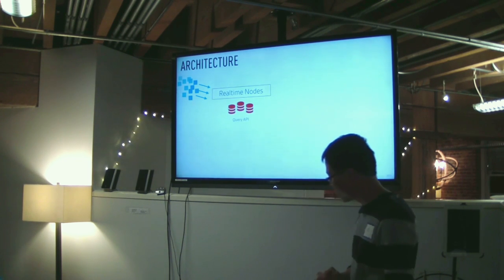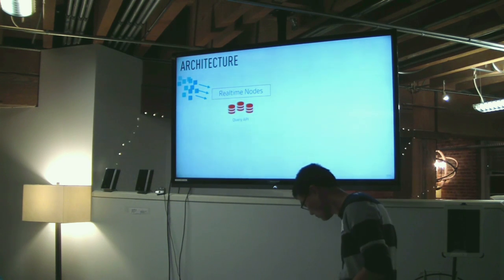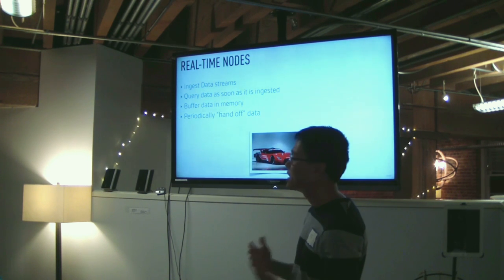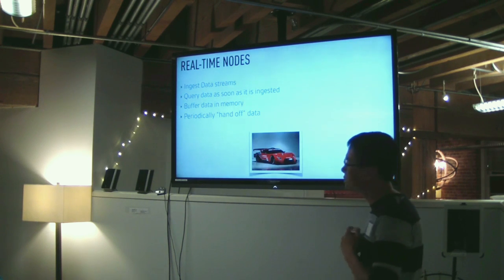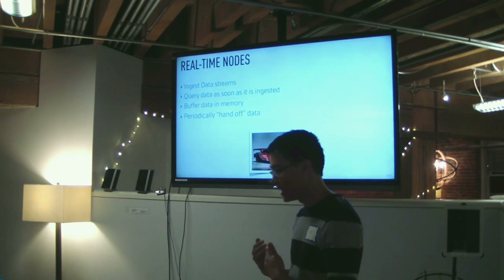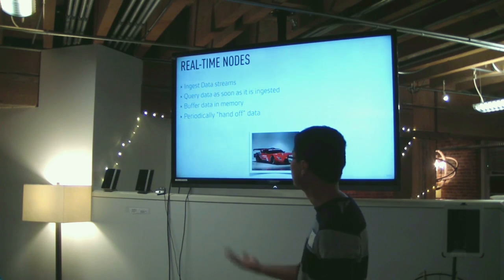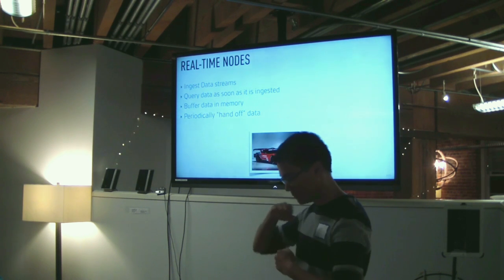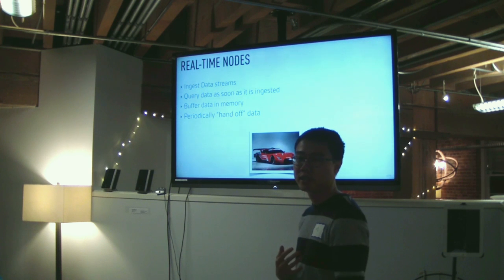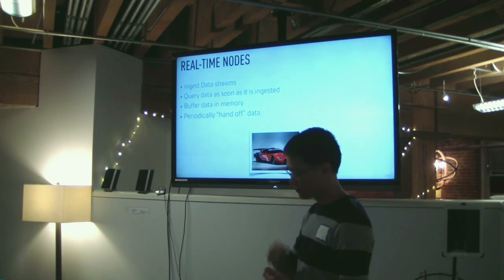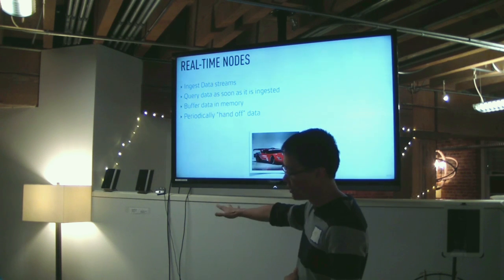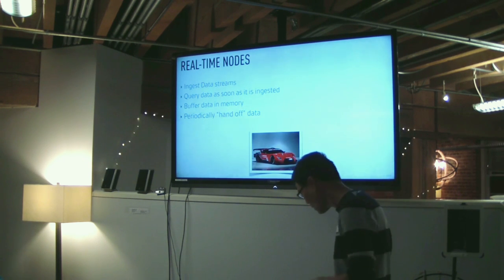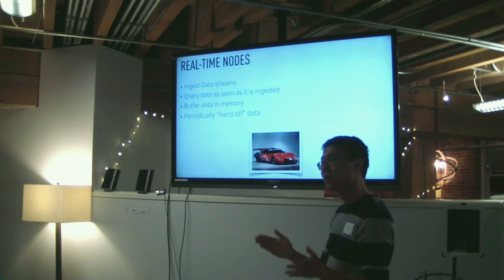The first piece that we start off with are real-time nodes. Real-time nodes basically encompass the functionality to deal with event streams. They ingest data and make that data immediately queryable as soon as some event is ingested. How they work at a very high level is they buffer data into memory, and then periodically they build an immutable representation of the data they've collected. Then they take that representation and hand it off to something else in the Druid cluster, which is more specialized in dealing with immutable data. So real-time nodes only hold a small batch of incoming data.